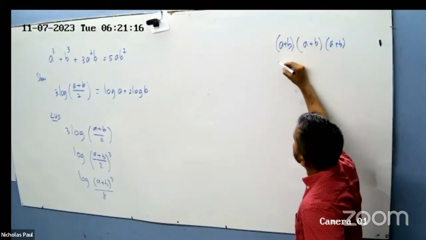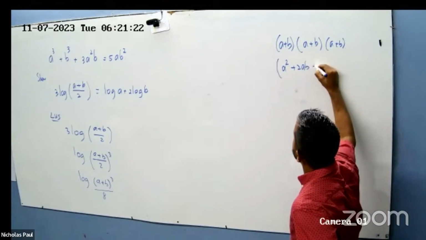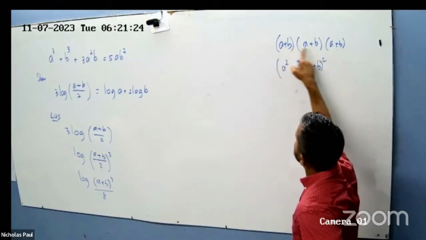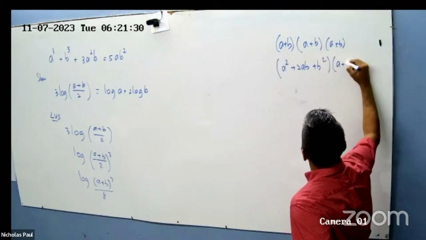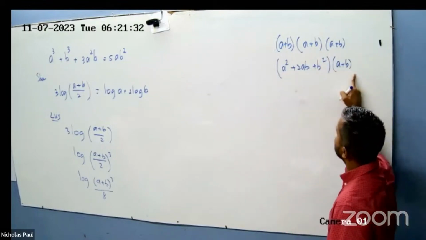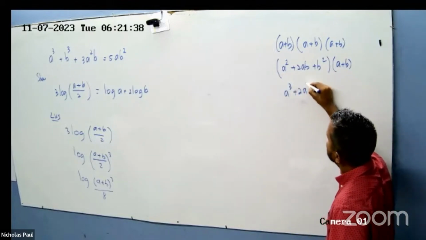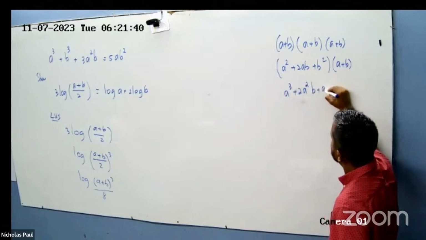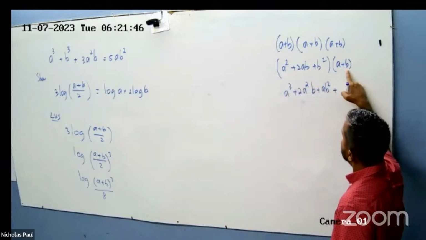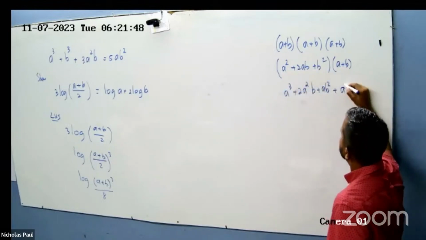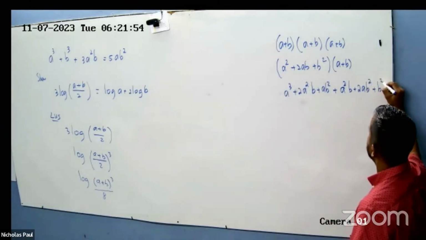So focus on 2 first. When you expand out these 2, you'll get a squared plus 2ab plus b squared, right? This by this, and so on. Multiplied by a plus b. So you have to multiply this by a plus b. So a by this is a cubed plus 2a squared b plus ab squared. So I multiply a by this and this and this. Then I'm going to multiply b by this and this and this. So I'll get a squared b plus 2ab squared plus b cubed.